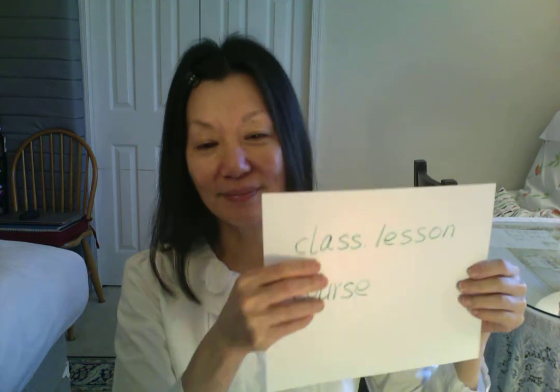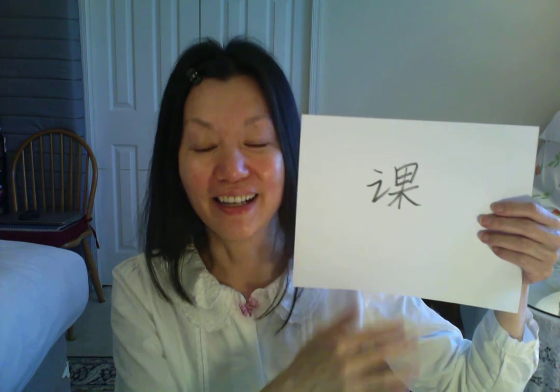节. Okay. Class, lesson, or course. Which one? Class, lesson, or course. In Chinese, we say what? We say 课. One more time. 课, course, lesson, class. Okay. Check the pinyin here.